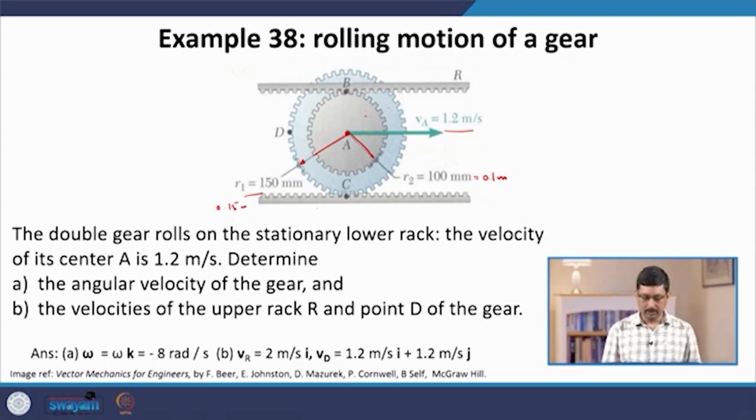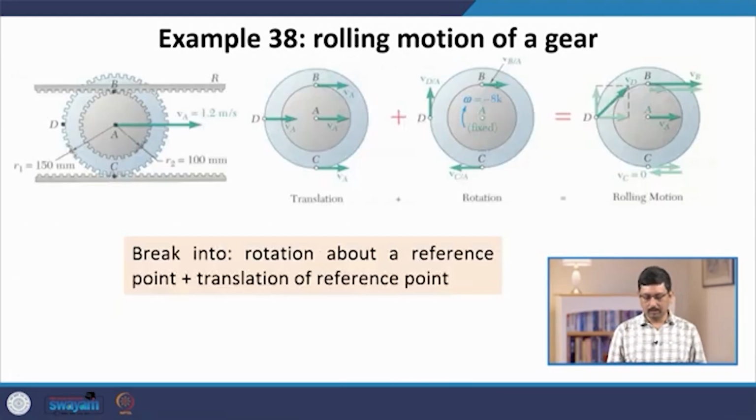Because this gear is moving, the rack on the top is also moving to the right. This is what the mechanism is doing. The rack at the bottom is fixed, and the rack at the top is moving. So, what is the velocity of the upper rack R and of another point D on the gear? How to solve this problem?